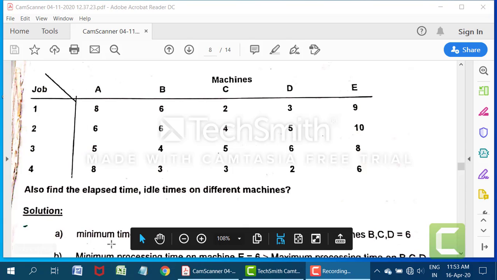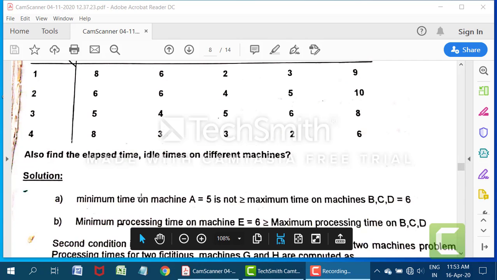A. Minimum processing time on the first machine. Is the minimum processing time on the first machine equal to 5? Maximum processing time on the middle machines is 6. Is 5 greater than or equal to 6? No. So the first condition failed. As the first condition fails, now you check the second condition.